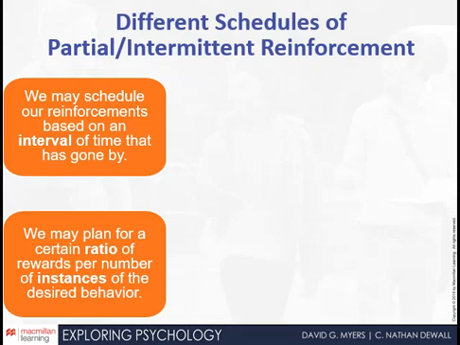So let's look at some of these different schedules of partial or intermittent reinforcement. Let me note one thing before I move on here. When we have continuous reinforcement, one of the things about that is this. If you get reinforced every single time you do a behavior, that first time you do the behavior and you don't get reinforced, you know the reinforcement has ended. You have a clue. And usually that behavior will end soon after.